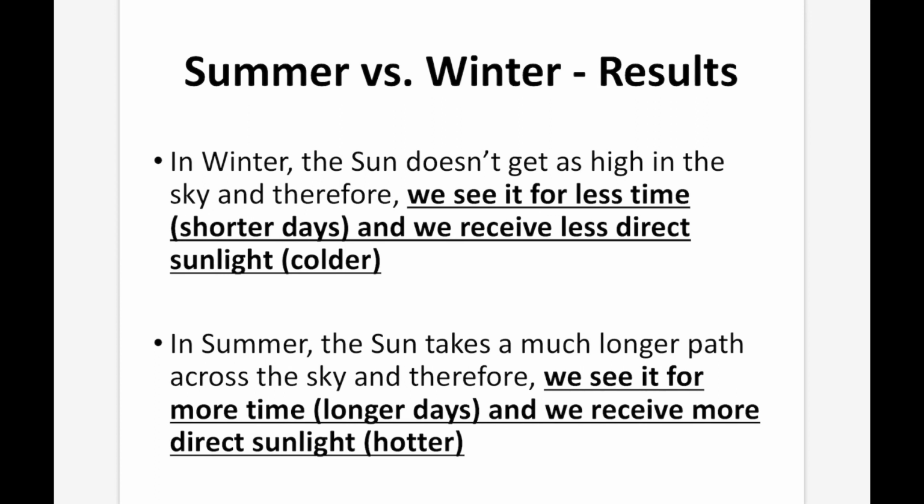What I hope you got from this lesson is that summer and winter isn't determined by the distance the Earth is from the sun, but by the amount of direct sunlight that the Earth receives from the sun. And that concludes our lesson on the seasons.